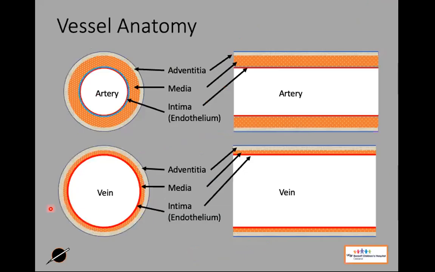Here is our cross-sectional view. We've got our lumen in the middle. That's where we're shooting for. And then we have our longitudinal view where we can see the upper wall and the lower wall of our blood vessel. And again, I've identified the 3 major layers of a blood vessel.